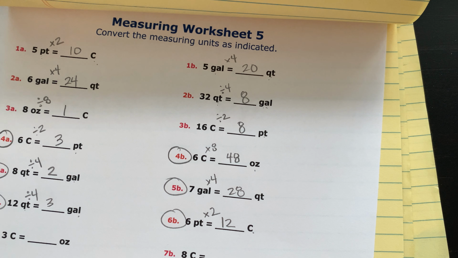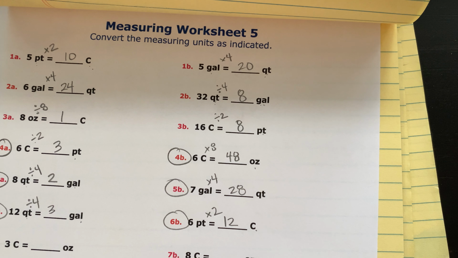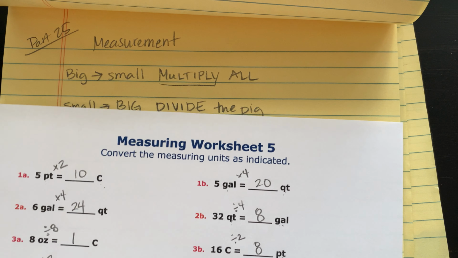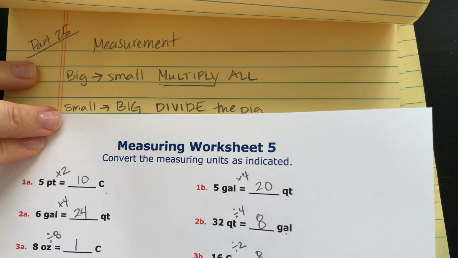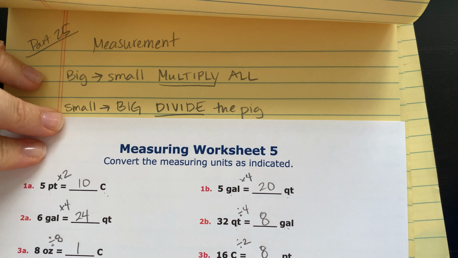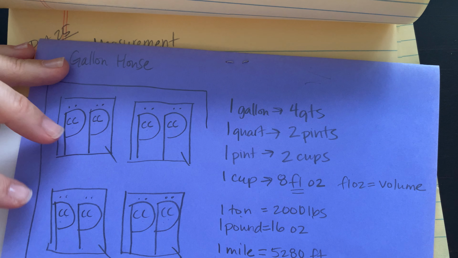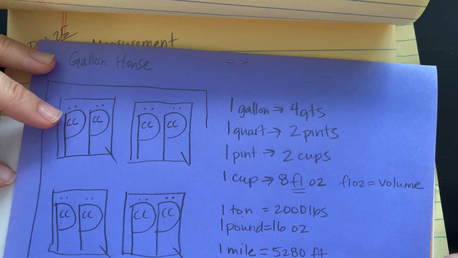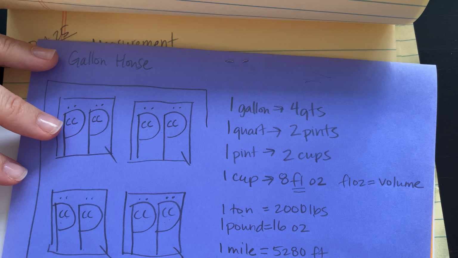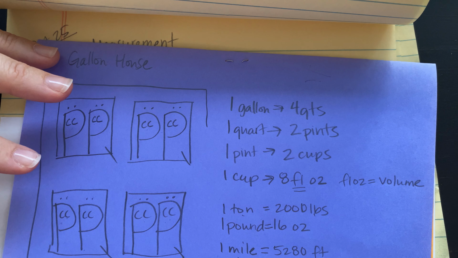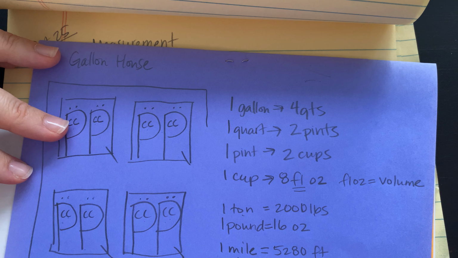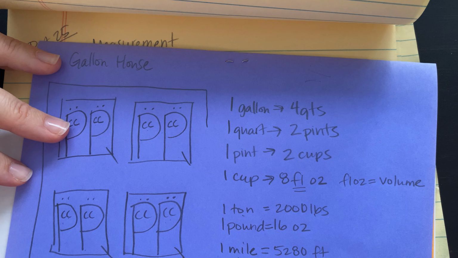All right, so hopefully that was helpful for you in converting measurement. Remember, big to small, multiply all, small to big, divide the pig, and absolutely use this G-House for as much as you need when you're doing all this practice. It's really helpful to use your notes when you're practicing. Don't try to do it without your notes unless you are 100% sure of the measurement that you're converting, okay?